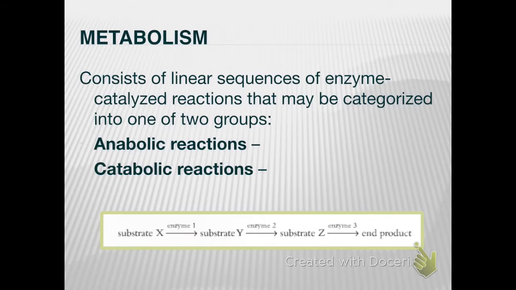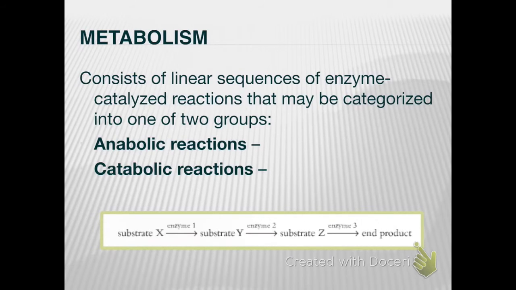Okay, so we've already discussed metabolism to some extent. Remember, it has anabolic and catabolic reactions. Anabolic is building up, catabolic is breaking down. And metabolism can consist of two types of enzyme-catalyzed reactions. It can occur in a linear sequence, like the one pictured here, or it can be cyclic, which we'll see a little bit later.